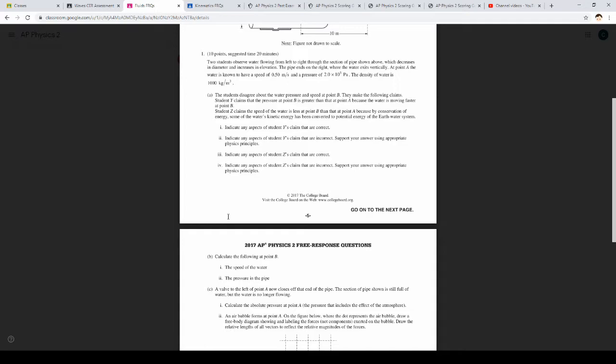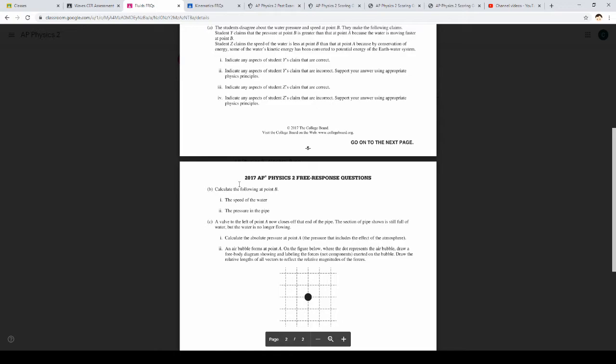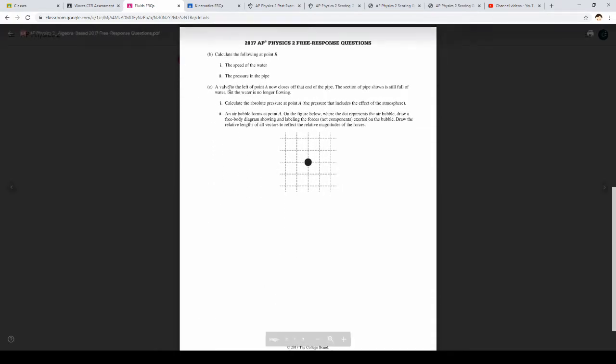Part 3, indicate any aspects of student Z's claim that are correct. Part 4, indicate any aspects of student Z's claim that are incorrect. Support your answer using appropriate physics principles. Part B, calculate the following at point B: the speed of the water and the pressure in the pipe. And Part C, the valve to the left of point A now closes off that end of pipe. The section of pipe shown is still full of water, but the water is no longer flowing. Calculate the absolute pressure at point A, the pressure that includes the effect of the atmosphere.